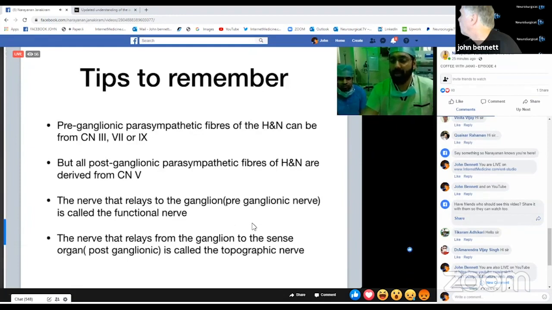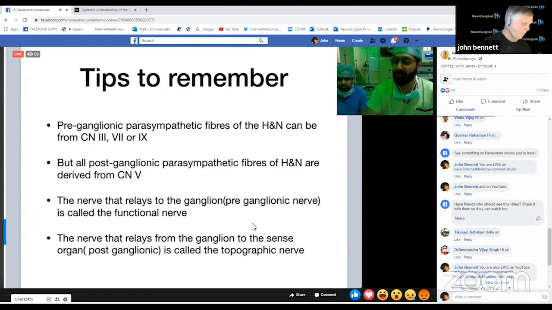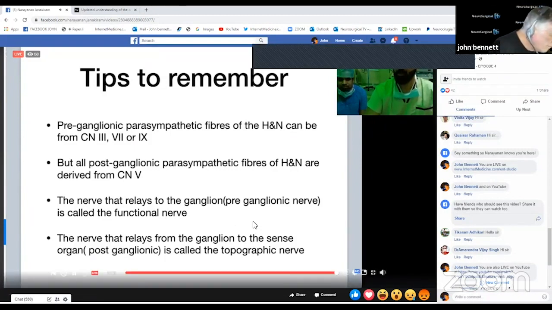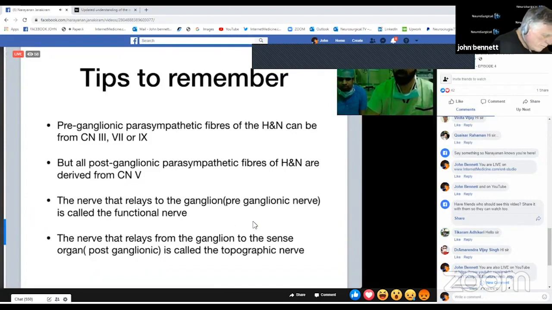Tips to remember. Preganglionic parasympathetic fibers of the head and neck can be from cranial nerve 3, 7 or 9. But all postganglionic parasympathetic fibers of the head and neck are derived from cranial nerve 5. So it's so easy to remember. You see 3, 7, 9, and you have 5 in between. So it is the tip. The preganglionic fibers are from 3, 7, 9, but the postganglionic fiber is from the trigeminal nerve.